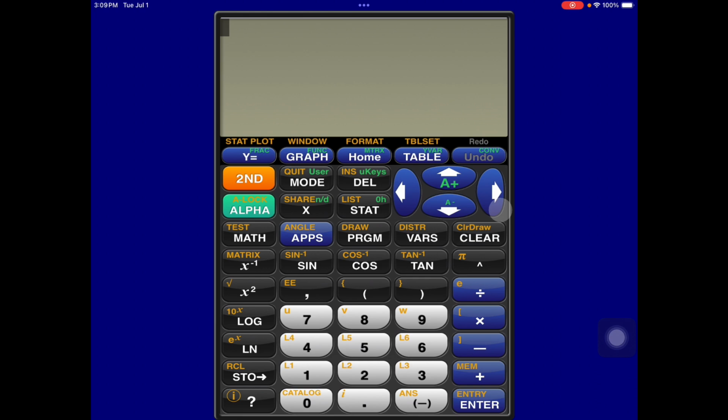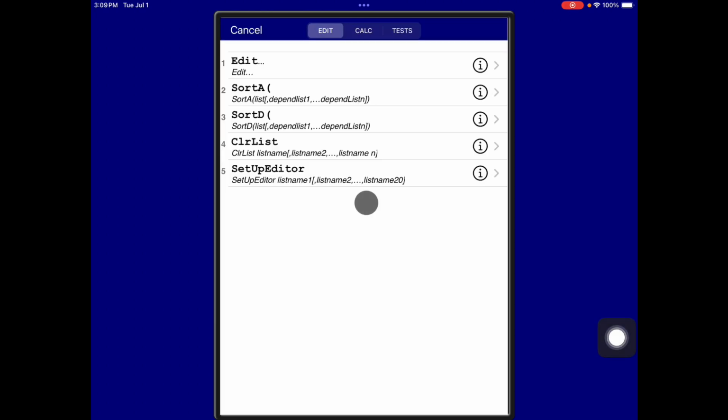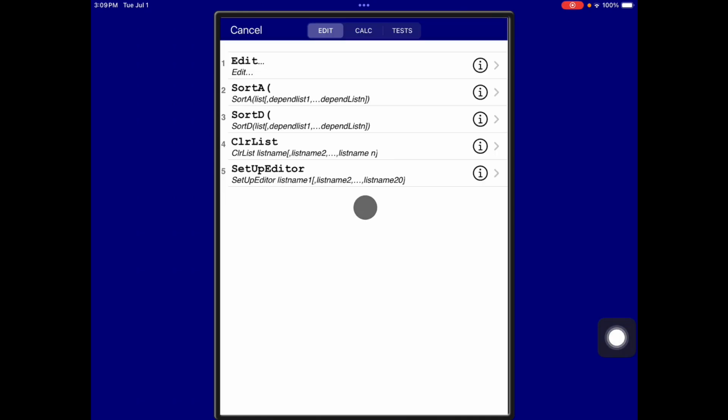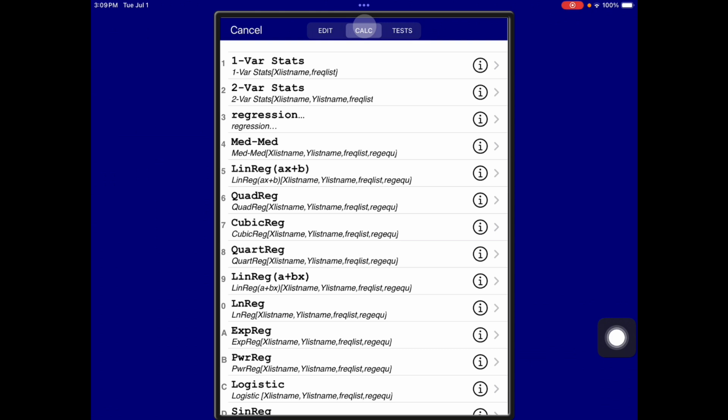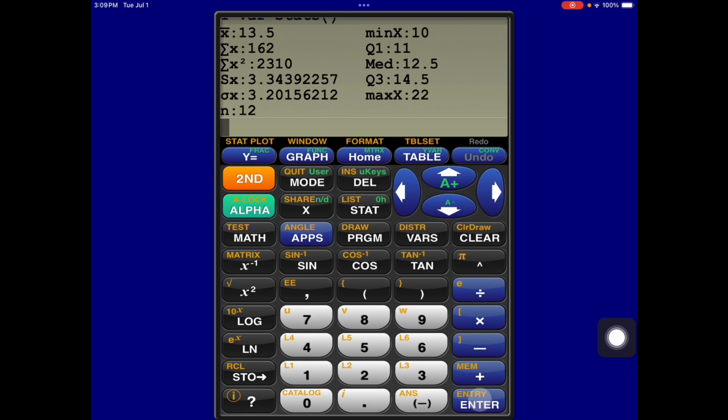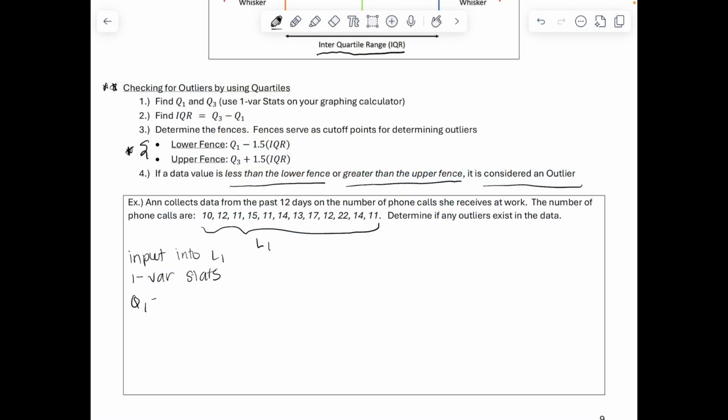The first thing to do on our calculator is go to Stat, Edit, and in L1 type in all of those values that we have, the raw data. Double check your numbers to make sure they're entered correctly. Then go to Stat, scroll right to Calc, go to one var stats, select Enter. And when you do, you get your 5-number summary with the min of 10, Q1 11, median of 12.5, Q3 of 14.5, and your max value of 22. From the graphing calculator, we got Q1 is equal to 11, and Q3 is equal to 14.5.